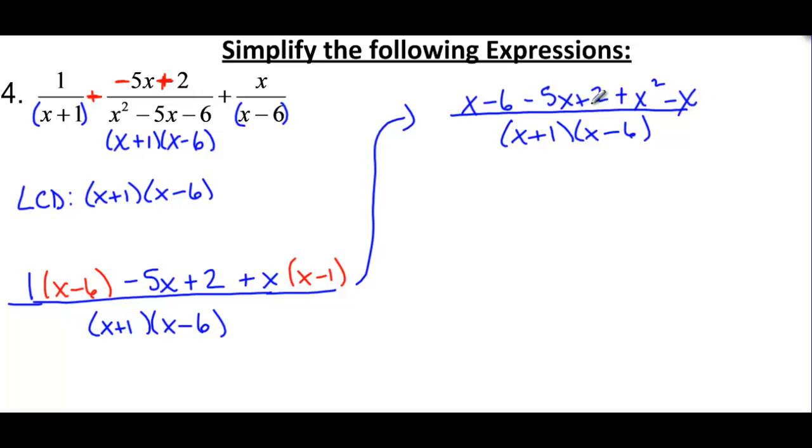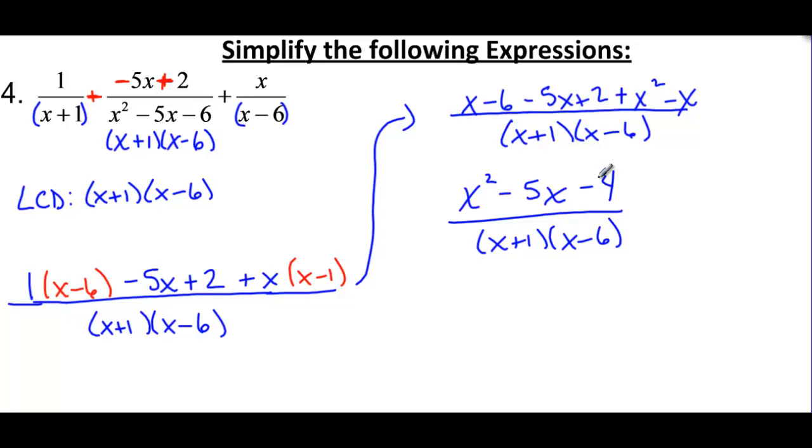Okay, I'm just going to combine like terms and put it in descending order. So if I look at my x squareds, I only have a positive x squared. If I look at the x's, I have a positive x, a negative 5x, and a negative x. Well, x minus 5x is negative 4x. Negative 4x minus x is negative 5x. And if I look at my numbers, I have a negative 6 and a positive 2, which gives me a negative 4. Leaves me with x plus 1, x minus 6.